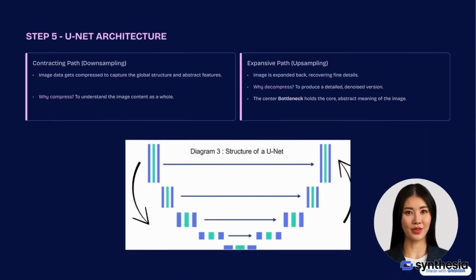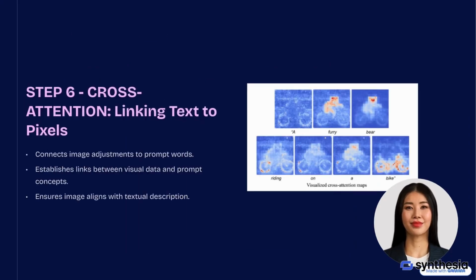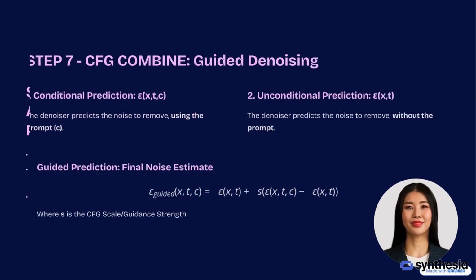In step 5, the UNet with cross-attention is used. UNet compresses and then expands the image to understand the overall structure and recover details. And in step 6, cross-attention links the noisy image parts with the words in the prompt so that the image actually follows our description. I won't go deep here since it was explained before, but simply this is how the text and image align. Next, in step 7, the model makes 2 predictions of the image, one without the prompt and one guided by the prompt.